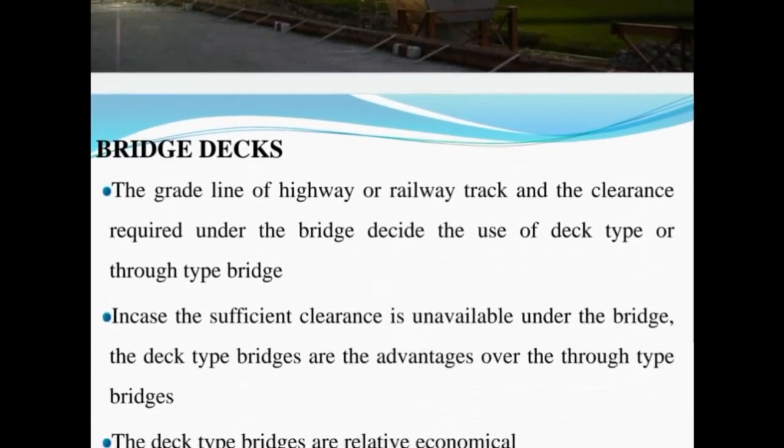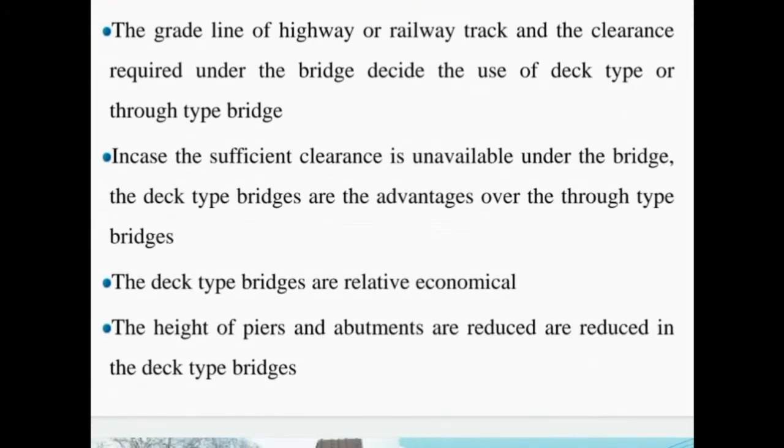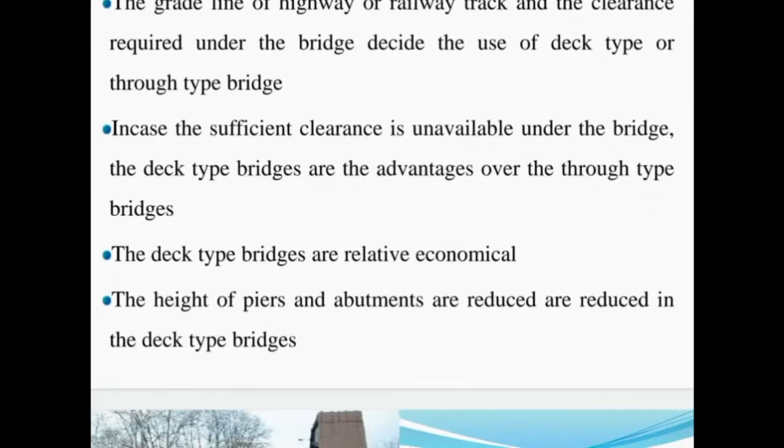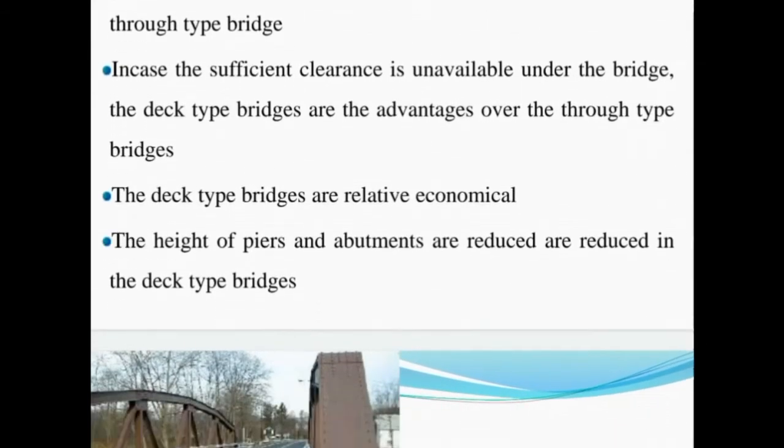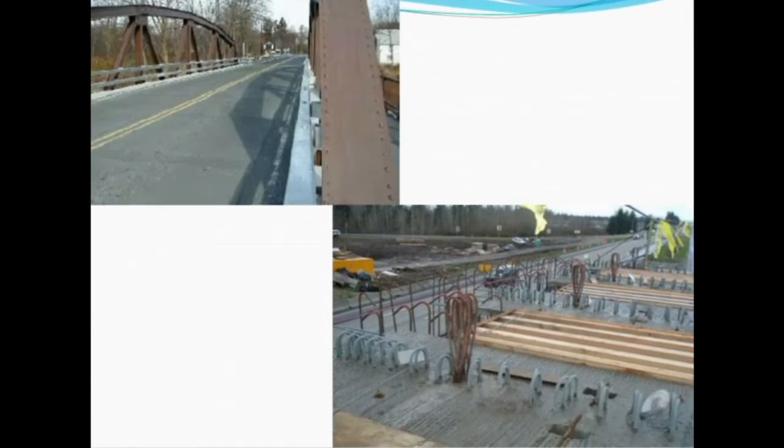Now we are going to see about the bridge decks. The grade line of a highway or railway track and the clearance required under the bridge decide the use of the deck bridge, or which type of bridge we are using. In case sufficient clearance is unavailable under the bridge, the deck type bridge is advantageous when compared to other types of bridge, that is through type bridge, and it's somewhat economical and relatively used in the bridges, and the height of piers and abutments are reduced in the deck type of bridges. This is the pictorial representation of the deck type bridges which are used in the construction.